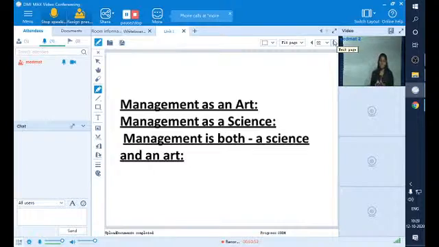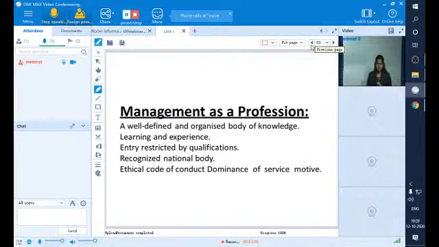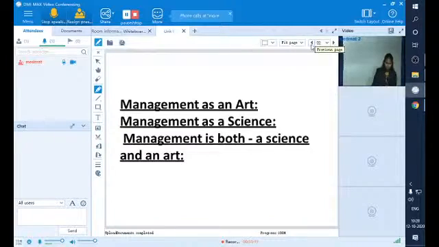Then the next one is management as an art, management as a science, and management as both a science and an art. Management is called an art because managing requires certain skills which are personal possessions of managers. So it is called an art. At the same time, it is a science. Science provides the knowledge and art deals with the application of knowledge and skills. So management is both a science and an art.